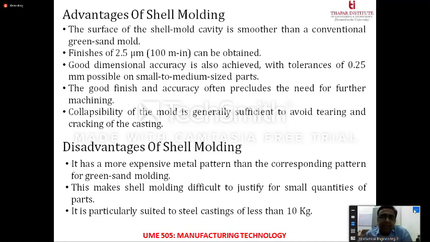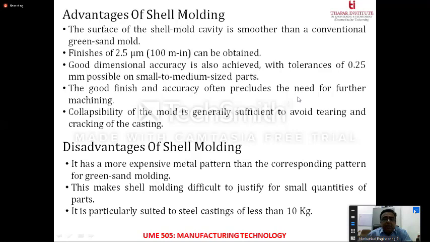The basic advantages of shell molding are that the surface roughness that you obtain is far lesser than the surface roughness that you obtain through sand casting. Finishes in the range of around 2.5 microns or less can also be achieved. Another very important aspect is the dimensional accuracy. A dimensional accuracy of 0.25 mm is possible, especially in a small part, and on a big part this ranges from 0.5 to 1 millimeter.